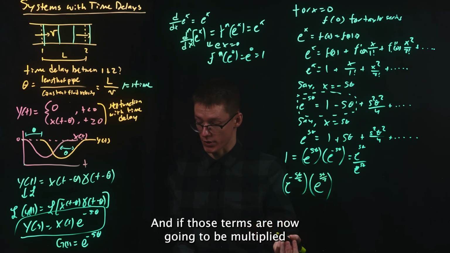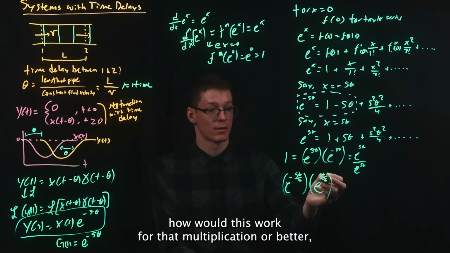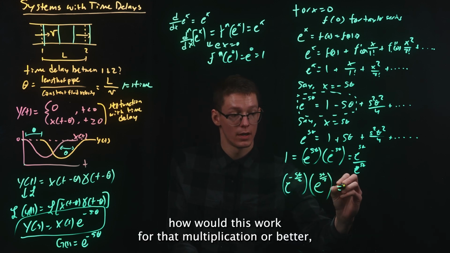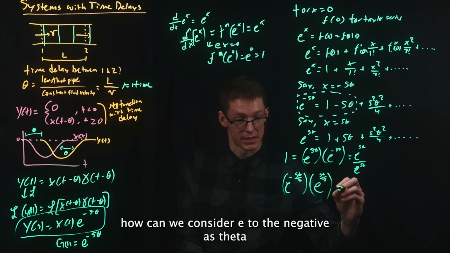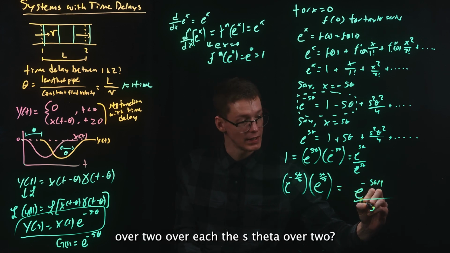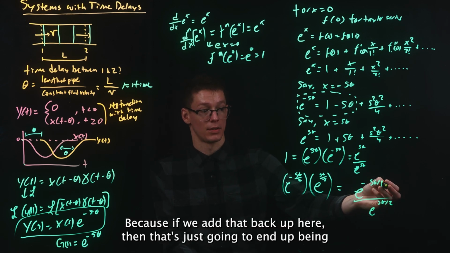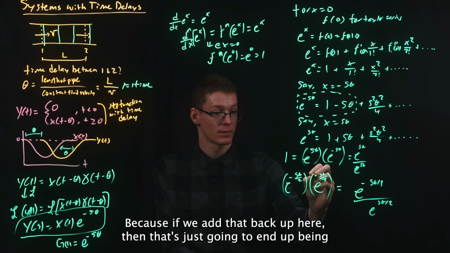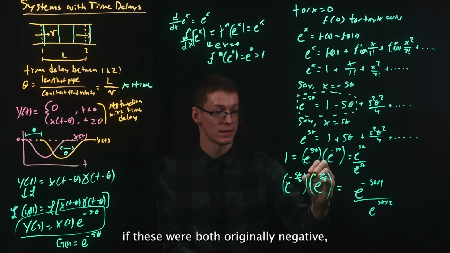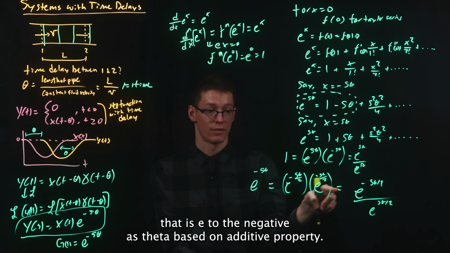And if those terms are now going to be multiplied together, then what we're really starting to look at is how would this work for that multiplication? Or better, how can we consider e to the negative s theta over 2 over e to the s theta over 2? Because if we add that back up here, then that's just going to end up being, if these were both originally negative, e to the negative s theta based on the additive property.